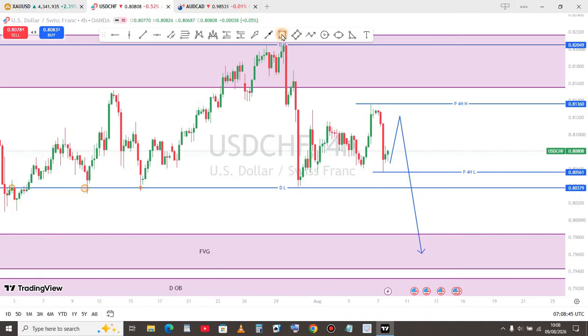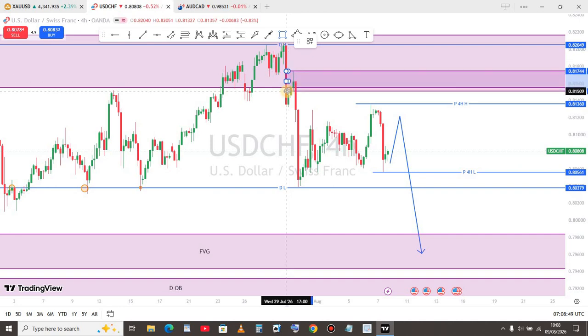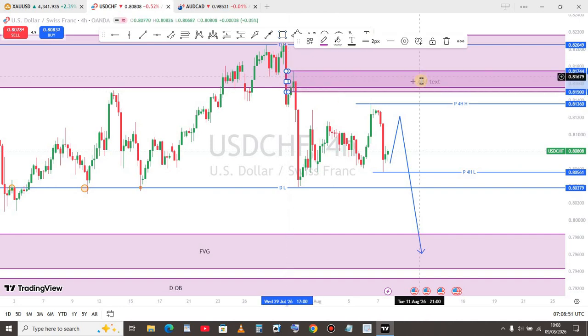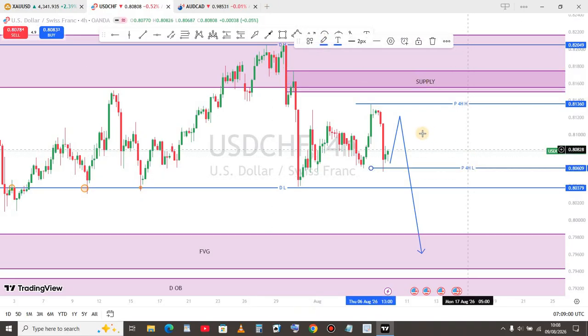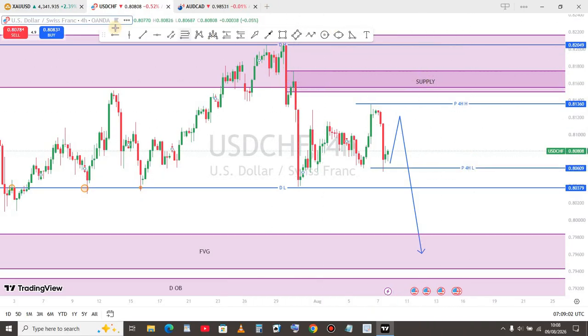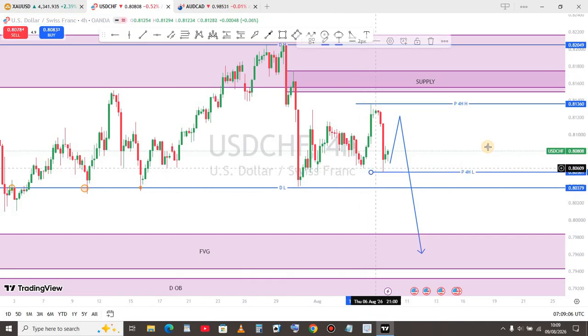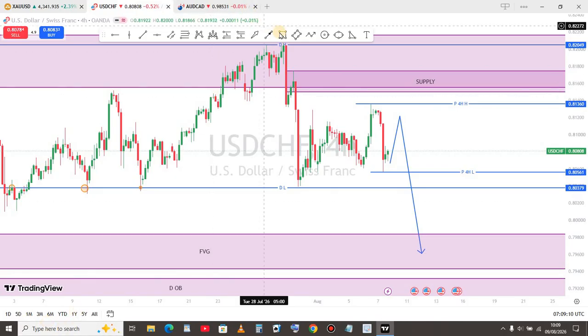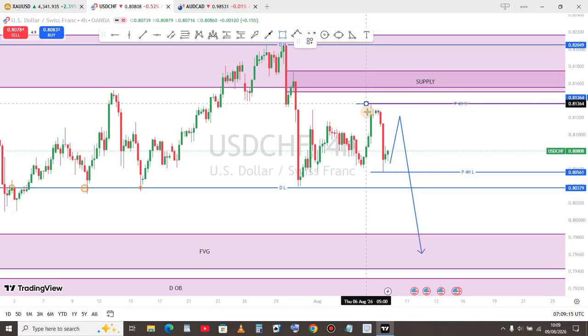So let me mark this as our point of interest. So this market may consider to come to this level. This is just like a supply zone. This is a supply area, minor supply. This is a supply, and this is our previous 4-hour high. So inside our previous 4-hour low and previous 4-hour high, we have a point of interest.